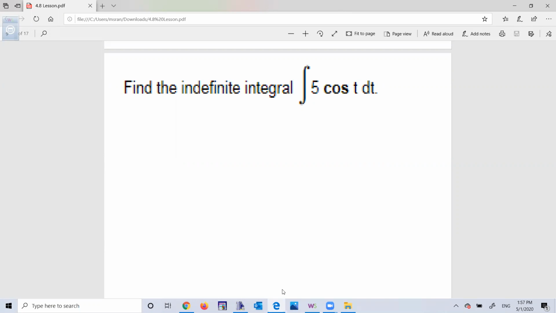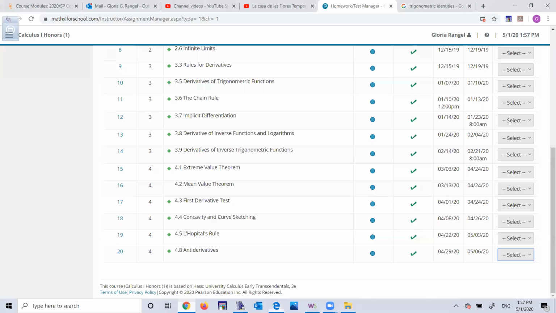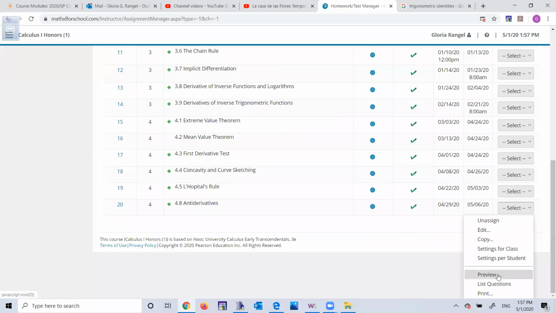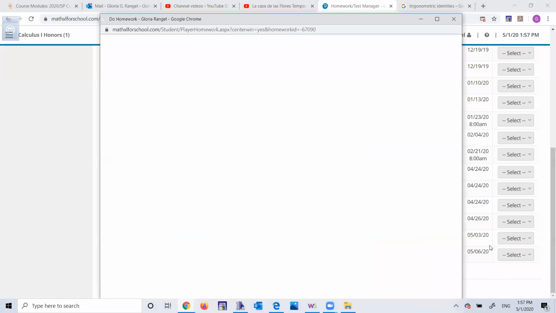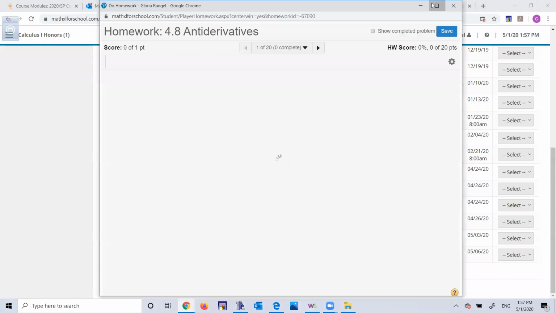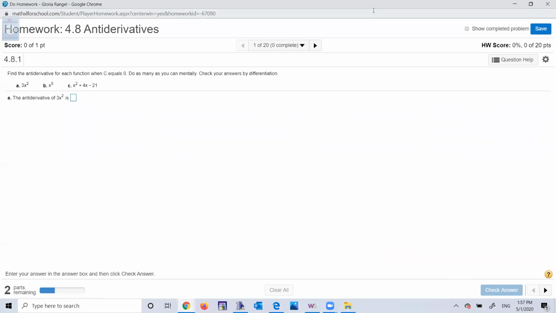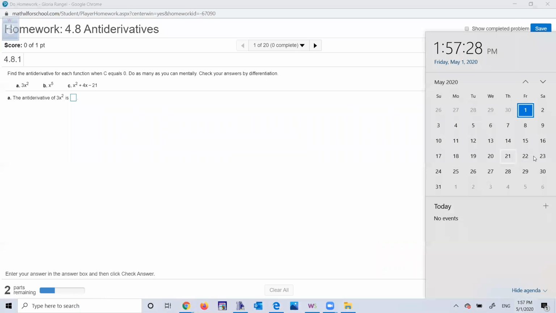The next thing that I want you to do is the Math Excel for section 4.8. It's already done, and it already has a due date in there. It says that it's going to be due by the 6th. So the 6th should be the next time that I meet with you. Yes, the next Wednesday when we meet again.